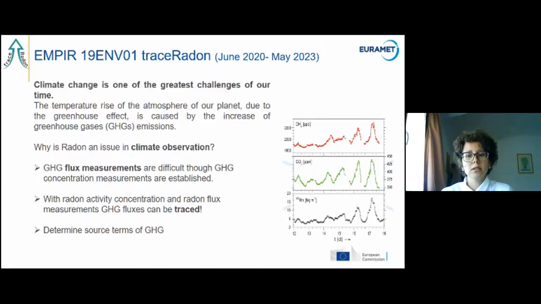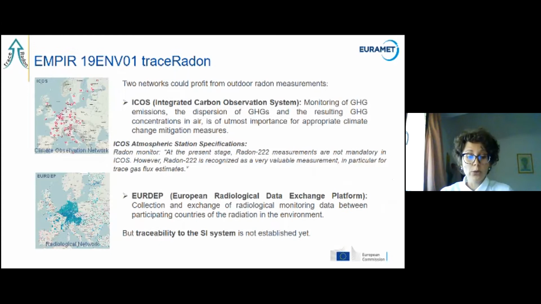Two networks could benefit from outdoor radon measurement. They are the ICOS, that provides standardized and open greenhouse gases concentration in atmosphere and collects data from more than 140 measurement stations across 13 European countries. And of course, ICOS could benefit from radon flux measurement, and also for the issue of estimating the greenhouse gas fluxes.